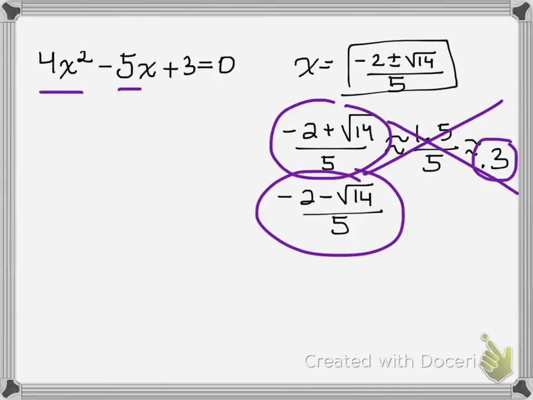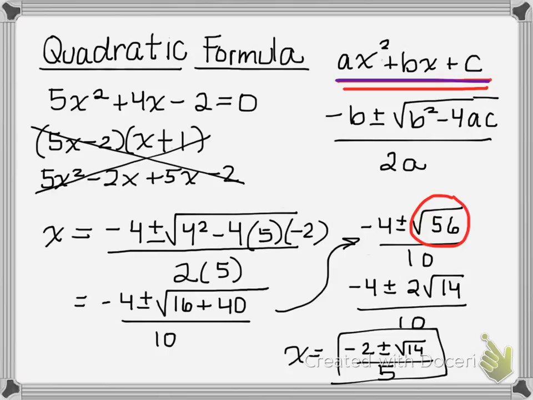Okay, so just one other thing that would come up with the quadratic formula is that we could get imaginary numbers.